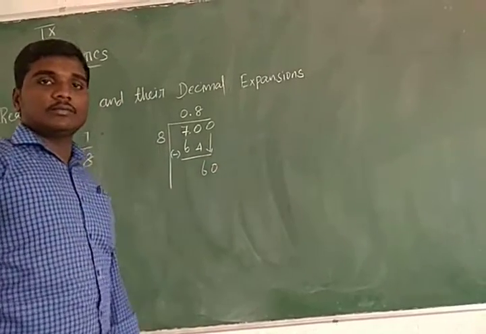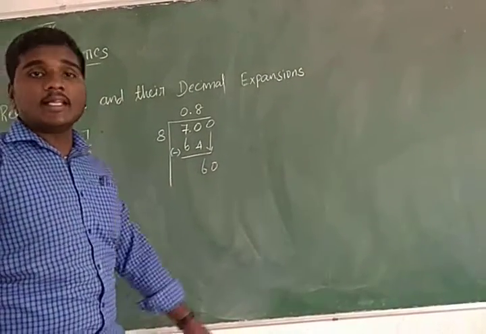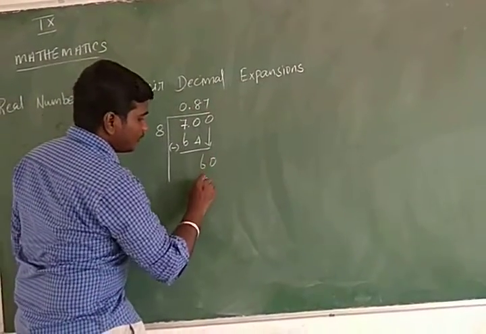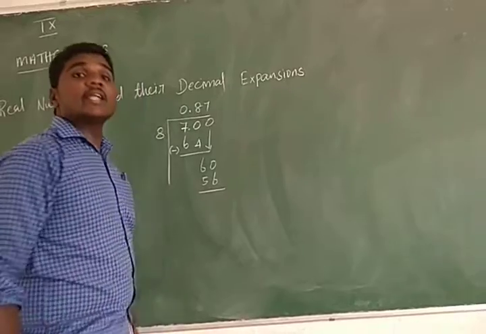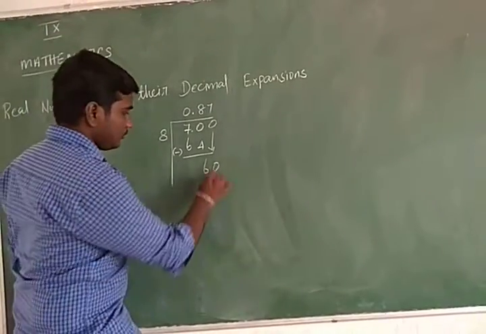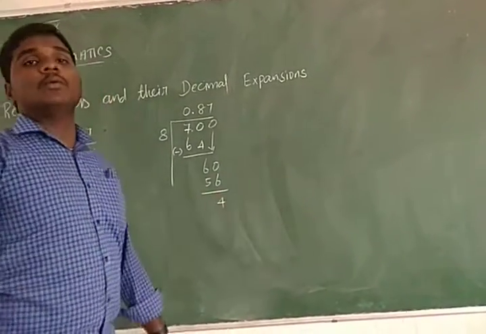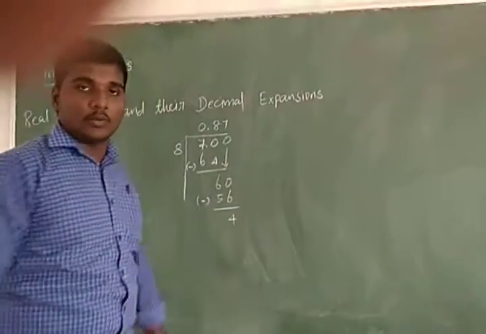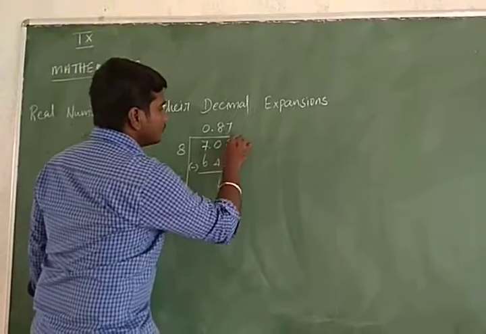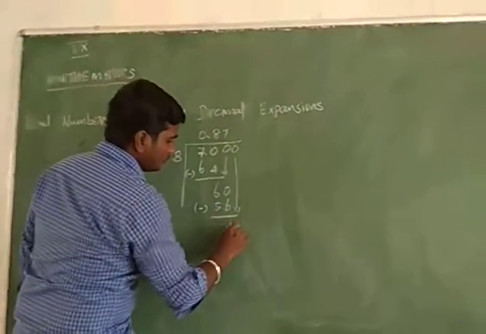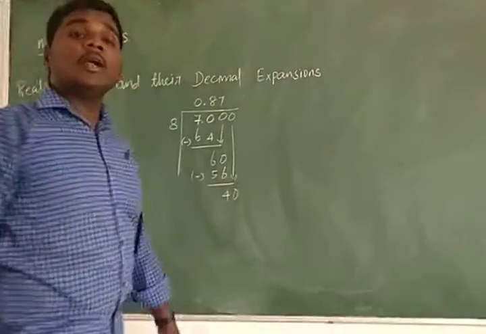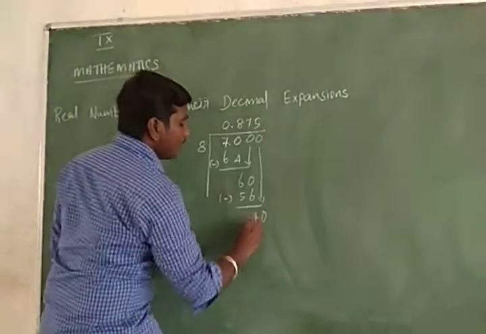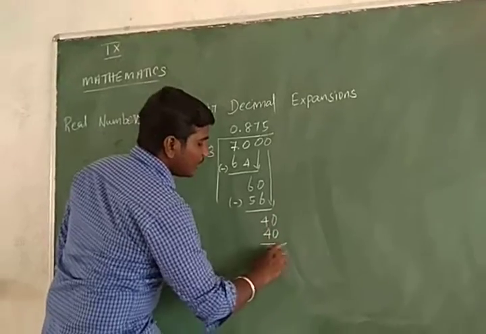Add 0. In 60, how many 8s are there? 7 8s are 56. Remainder 4. Next step, subtraction: 60 minus 56 is 4. Then again add 0. Down, 40. In 40, how many 8s are there? 5 8s are 40. What is the remainder? 0.